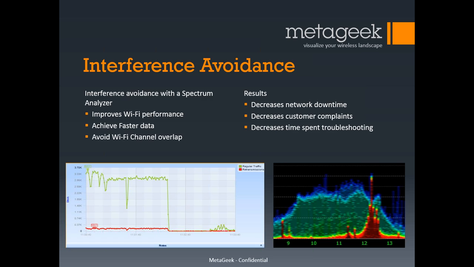Interference avoidance with a spectrum analyzer, which is Channelizer. It helps you avoid Wi-Fi channel overlap, because not only can you see non-Wi-Fi devices, but you can see Wi-Fi devices because Channelizer will also pull data from your Wi-Fi NIC. So you can see all of the APs that are in the area, which channel they're on, and if your selected AP is overlapping with them or not. Get faster data rates by avoiding the adjacent channel interference, which is the worst kind, and avoiding non-Wi-Fi interference, which you can only see with a spectrum analyzer, and it improves your performance overall.